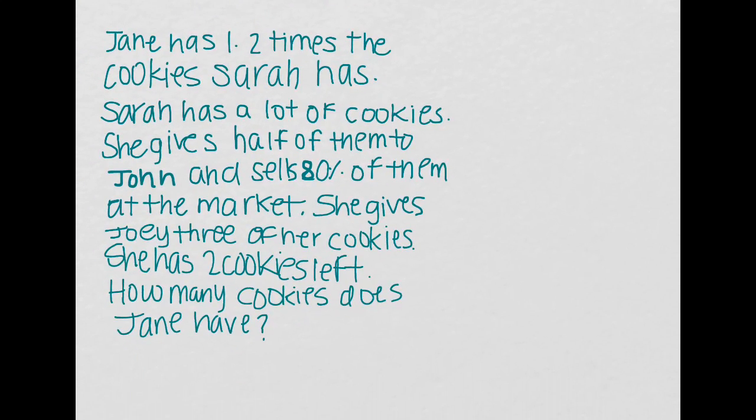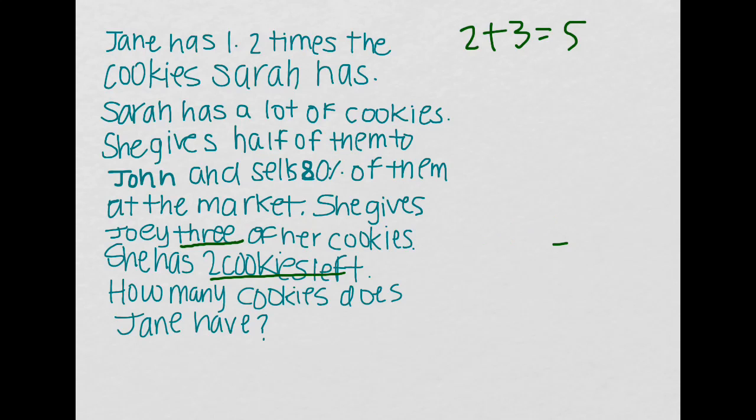So we know that Sarah has 2 cookies at the very end. But before she has 2 cookies, she has 3 more because she gave them to Joey. So before she gives Joey any cookies, she had 2 plus 3, which equals 5 cookies. So she had 5 cookies before she gave any to Joey. And I'm going to actually put 2 plus 3 equals 5 here, so we have space down here.